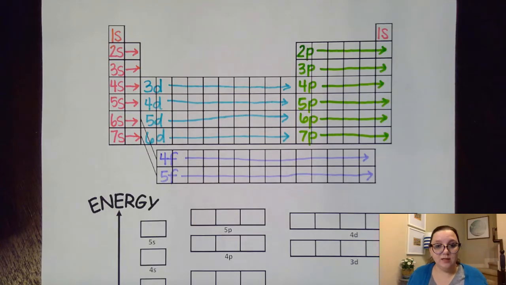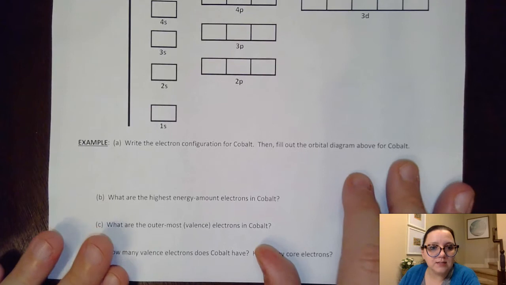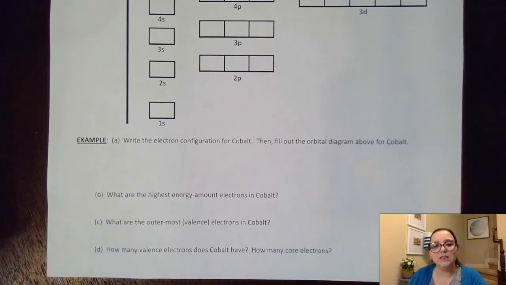Now, you're thinking, okay, great, I've got this all written out. How in the world do I use this? So let's talk about this process for a particular element. I'm going to come down here to the bottom of this page, and notice on this example, it wants us to write the electron configuration for cobalt. So we're going to start off there with our electron configuration only.